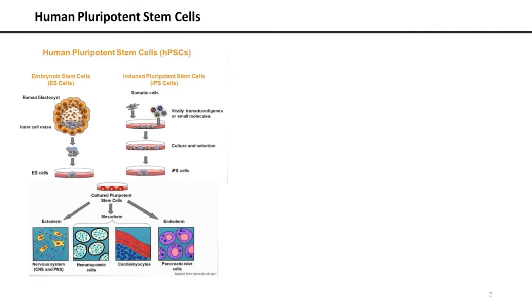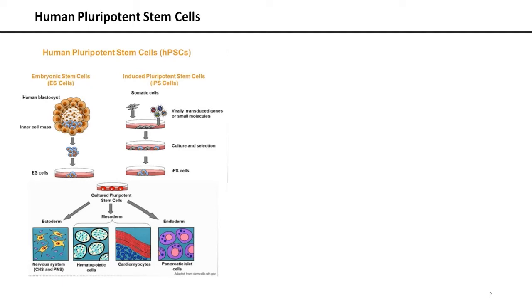Human pluripotent stem cells have been thoroughly studied in the past few years. They are very special because they can self-renew, and they can also differentiate into any type of cell of the human body. We have two main sources of human pluripotent stem cells. The first are the embryonic stem cells, which are derived from the inner cell mass of the embryo, and the other are the induced pluripotent stem cells, or iPS cells.